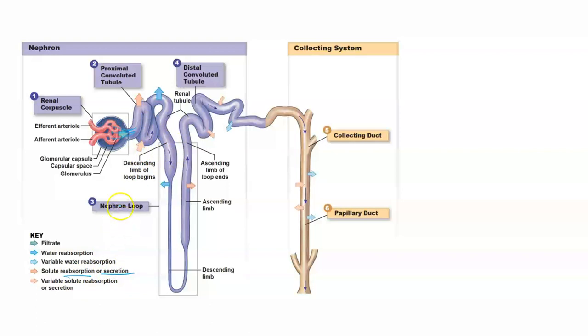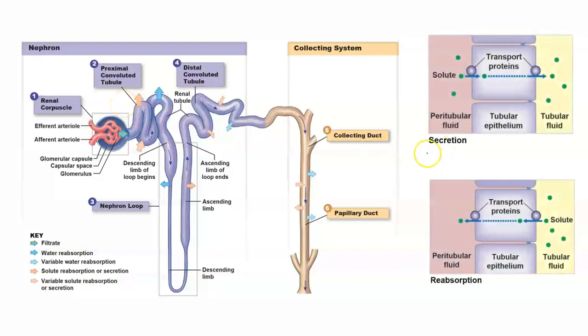Reabsorption pulls things out of the filtrate. Filtrate would be the name that we call the fluid that's inside the nephron. It's not technically considered urine until it's gathered into the renal pelvis and makes its way down to the urinary bladder. So it's called filtrate, and anything that's brought from the filtrate to the blood is going to be reabsorption. Anything that's brought from the blood to the filtrate, secretion.